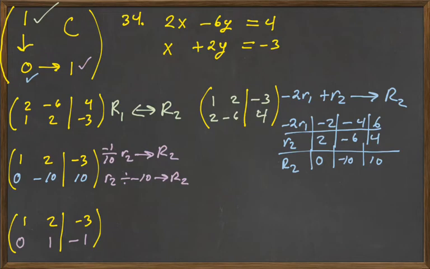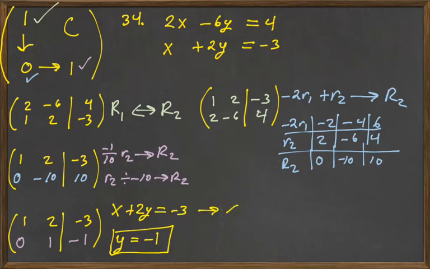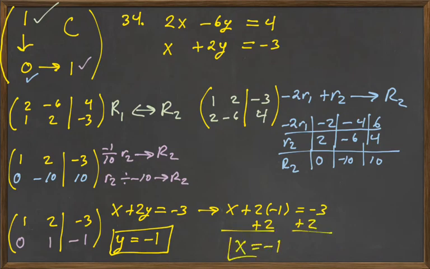Okay, so the bottom equation says y equals negative 1. The top equation says x plus 2y equals negative 3. Go ahead and do your back substitution. So y is negative 1. So you have x plus 2 times negative 1 is equal to negative 3. Add 2 to both sides. And we have the solution, x is equal to negative 1. So our ordered pair is negative 1 and negative 1.